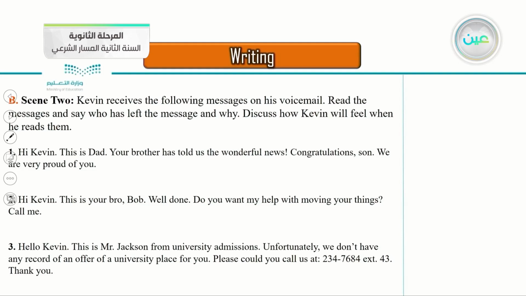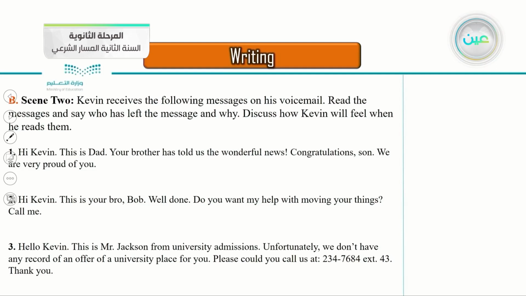The first message, let's say: Hi Kevin, this is Dad. Your brother has told us the wonderful news. Congratulations, son. We are very proud of you. The second message: Hi Kevin, this is your bro, Bob. Well done. Do you want my help with moving your things? Call me. The third one: Hello Kevin, this is Mr. Jackson from university admission. Unfortunately, we don't have any record of an offer of a university place for you. Please, will you contact us at 234-7684 extension 43. Thank you.